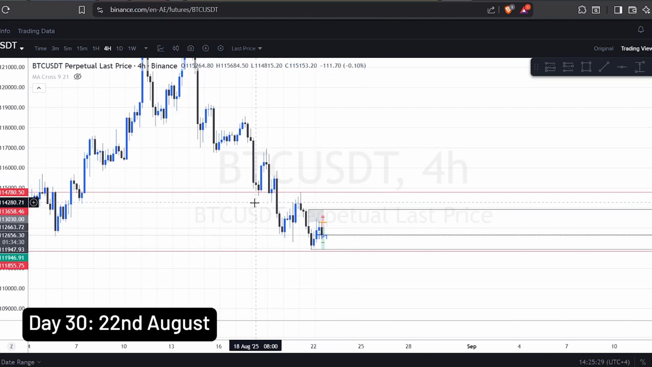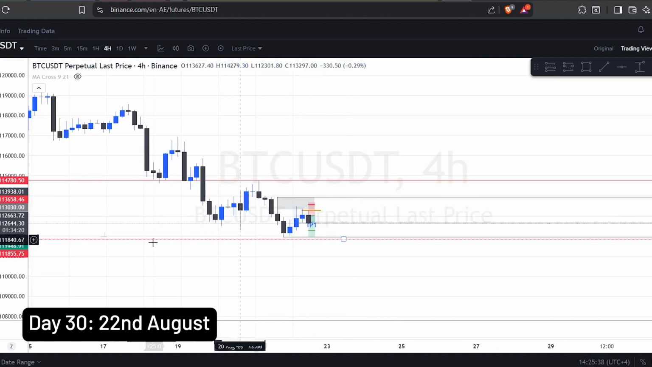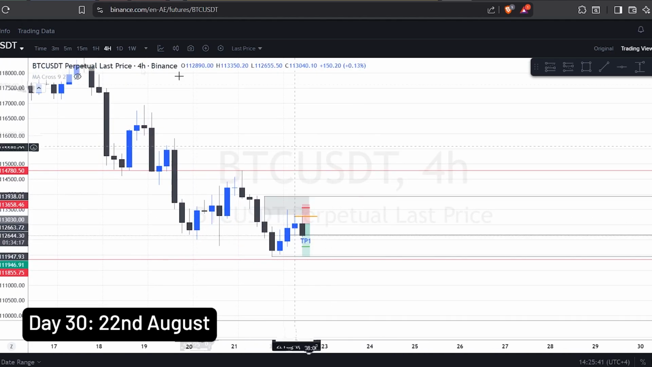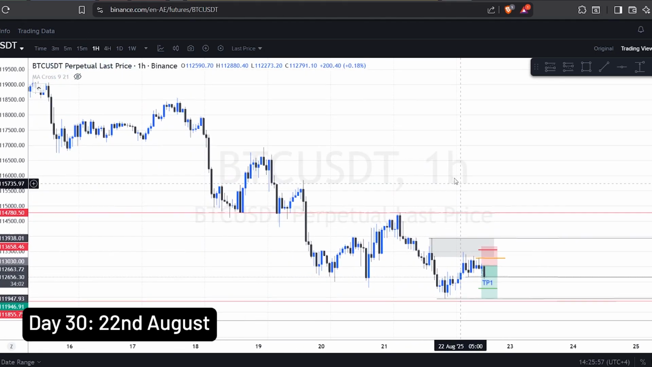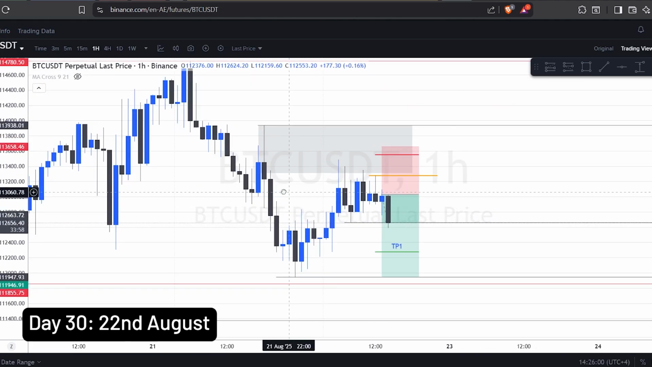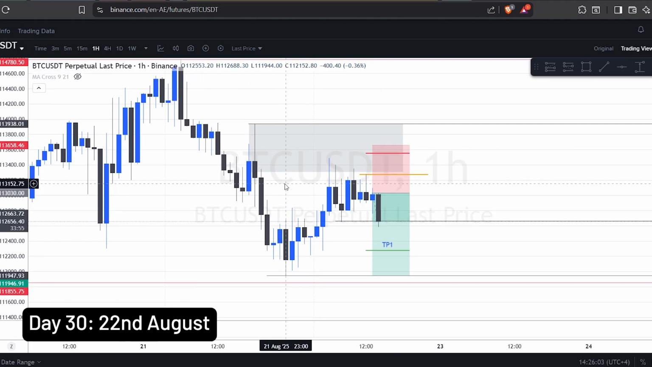We have already made a break of structure, and the change of character is all the way up here. So this is the 4 hour chart, and we have seen there is a bearish candle. In the daily time frame we have a bearish market, and the 4 hour also tells us the market is bearish. Let's go to 1 hour. In the 1 hour also you can see the market is still bearish. So we have bearish, bearish, bearish.